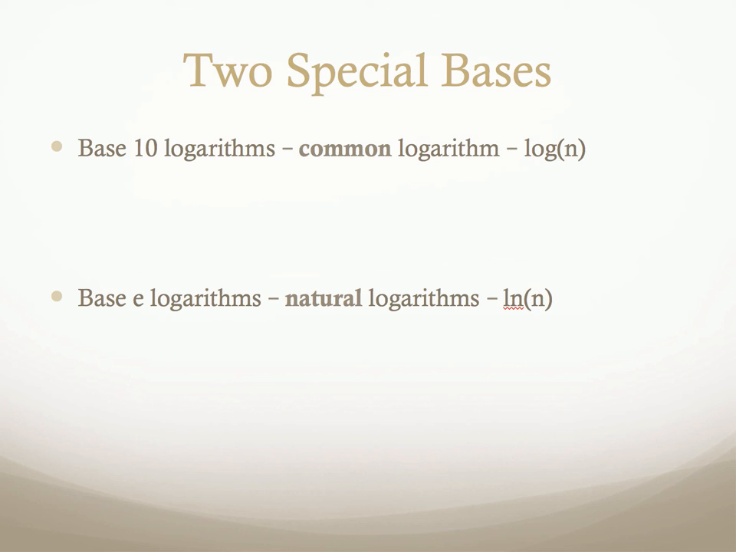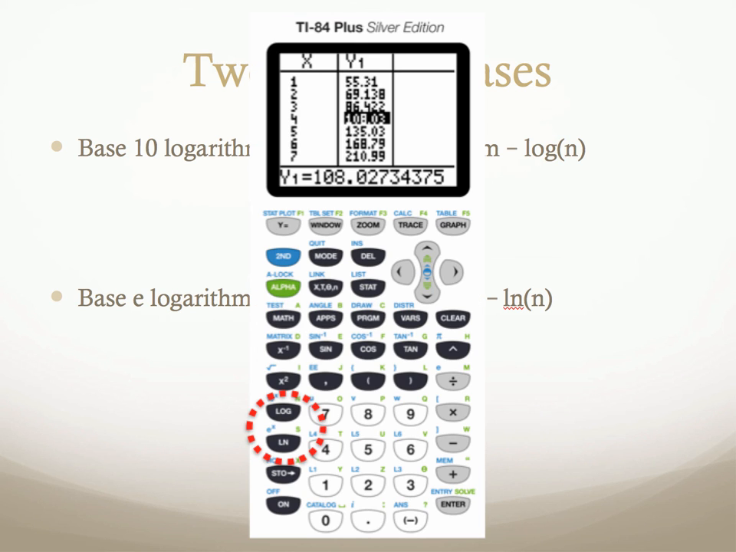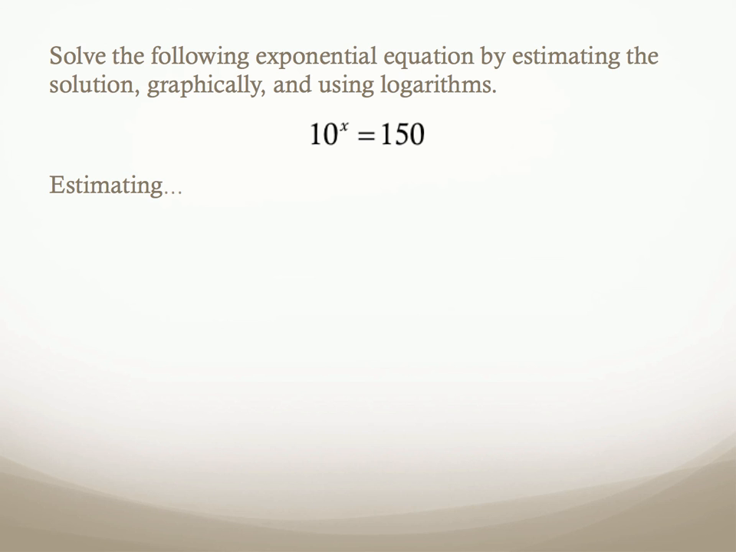There are two special bases that we have, base 10, which are common logarithms, and base e, which are natural logarithms. We can calculate base 10 and base e logarithms using our calculator, but those are the only ones that we can actually use our calculator for. And lastly, we can find the values of exponential expressions that are not nice, easy numbers like 3 to the x equals 9 by using an estimation approach and using a graphical approach.